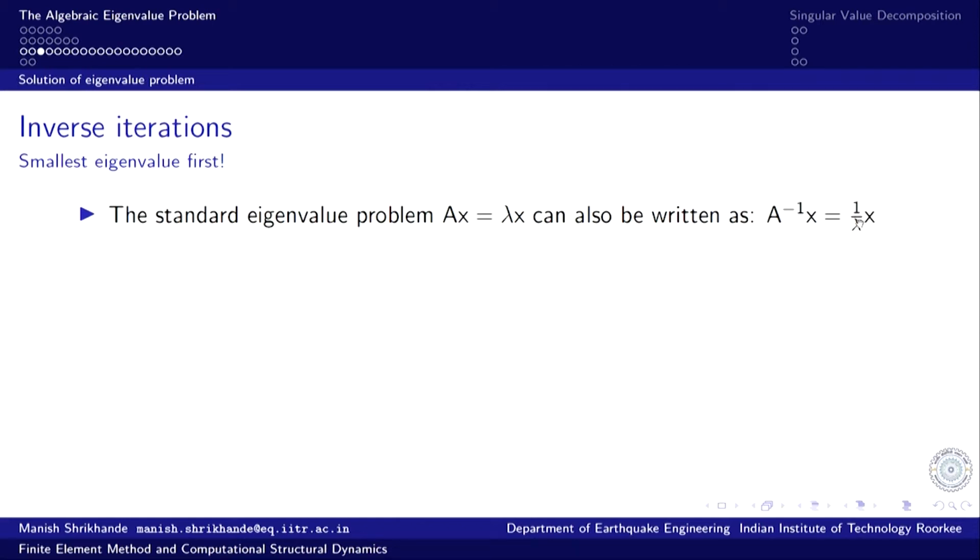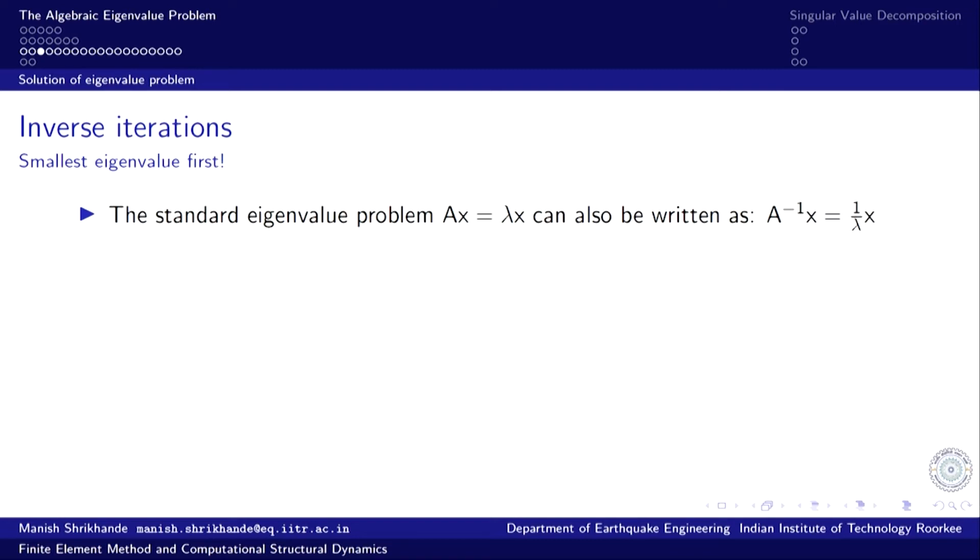So, let us look at rearranging this system of equations. A x is equal to lambda x, it can also be written as A inverse x is equal to 1 over lambda x. I pre-multiply it by A inverse on both sides and then divide by lambda on both sides, and this equation gets transformed to A inverse x is equal to 1 over lambda x.